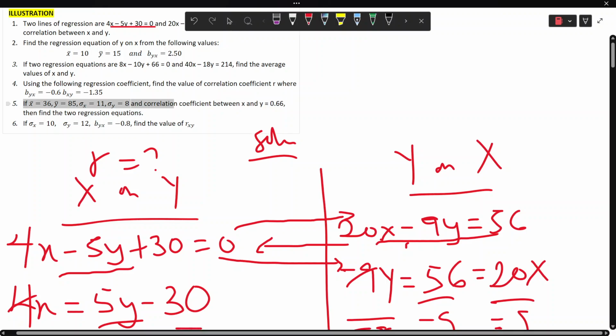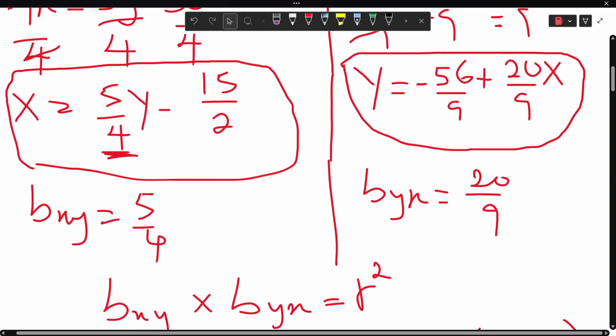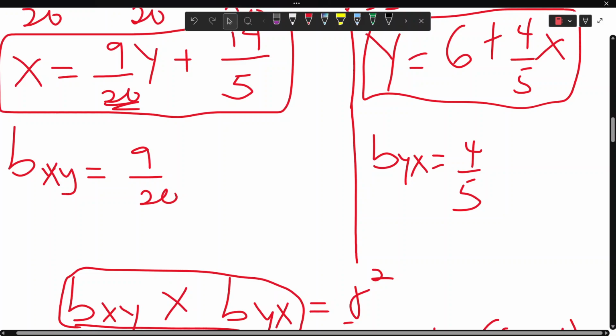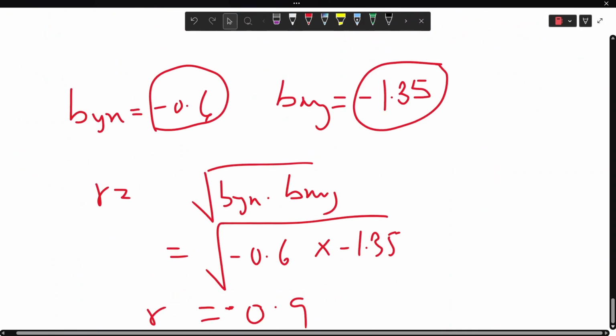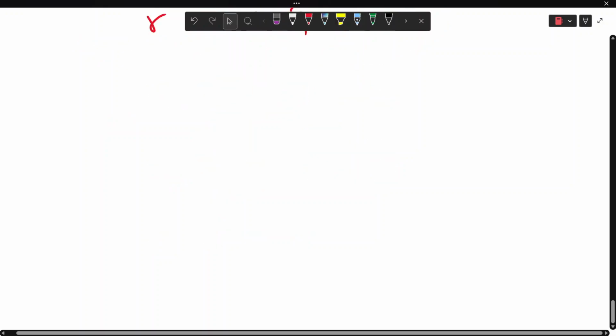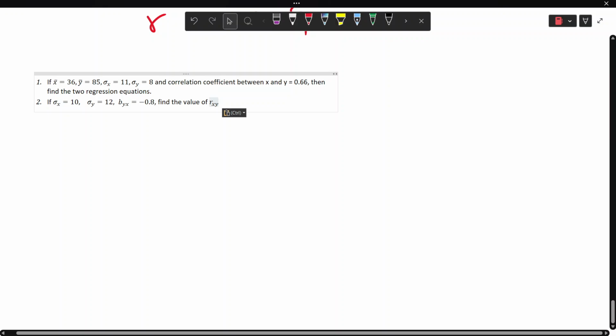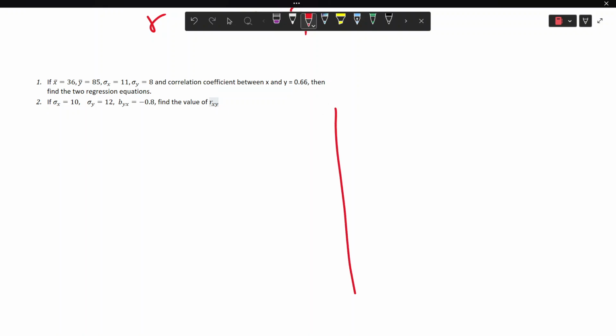Let's take the last two questions. If the mean of x is equal to 36, mean of y is 85, standard deviation of x is equal to 11, standard deviation of y is equal to 8, and the correlation coefficient between x and y is equal to 0.66, then find the two regression equations.